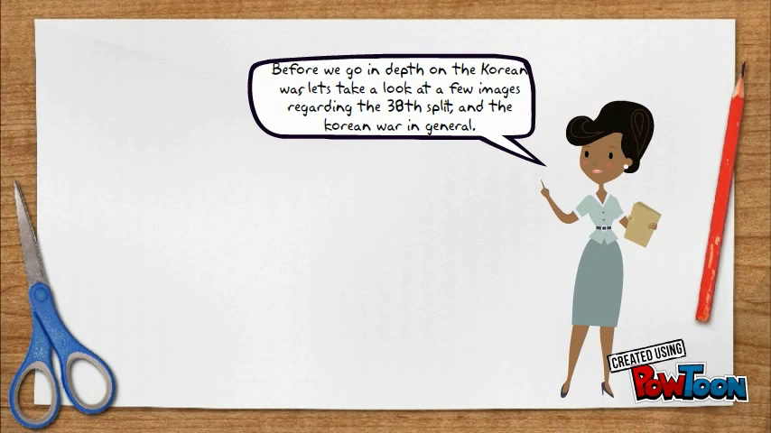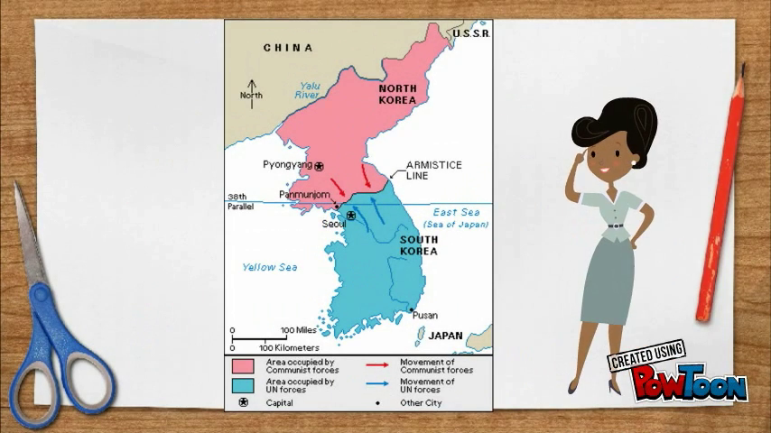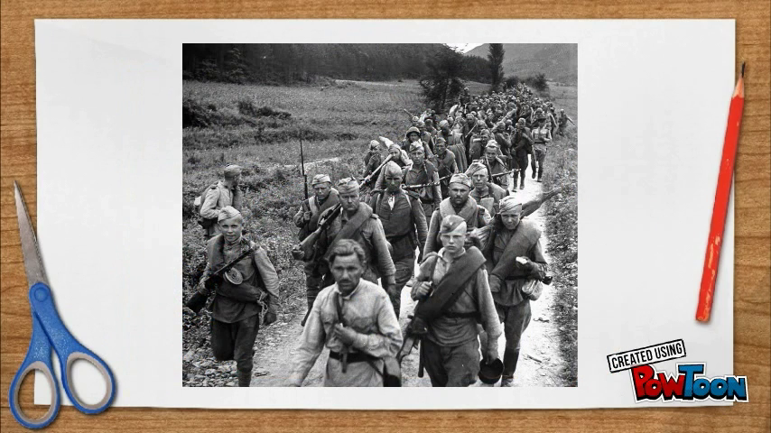Before we go in depth in the Korean War, let's take a look at a few images regarding the 38th split and the Korean War in general. As seen in this map, this is Korea after the split. South Korea's capital is Seoul, and North Korea's capital is Pyongyang. In this diagram, you can clearly see the demilitarized zone between North Korea and South Korea. It also shows the tunnels used to get back and forth.